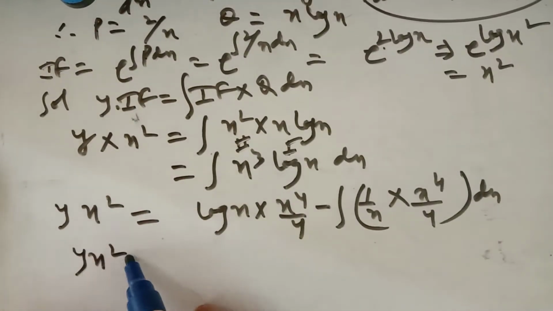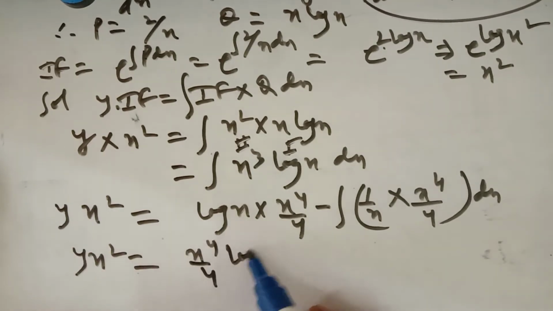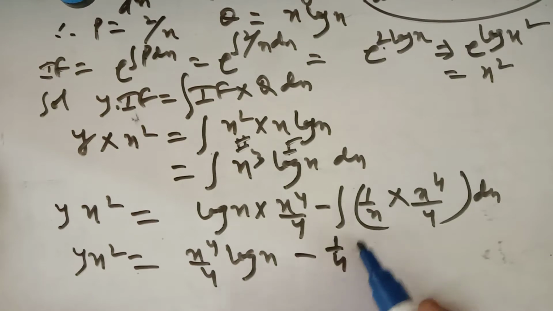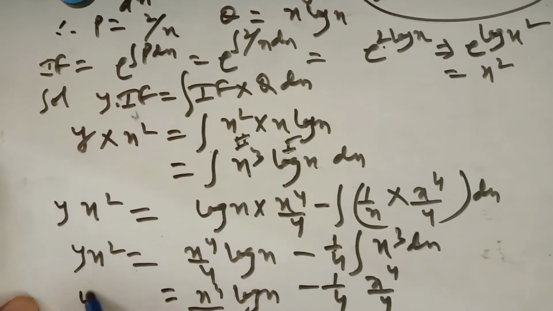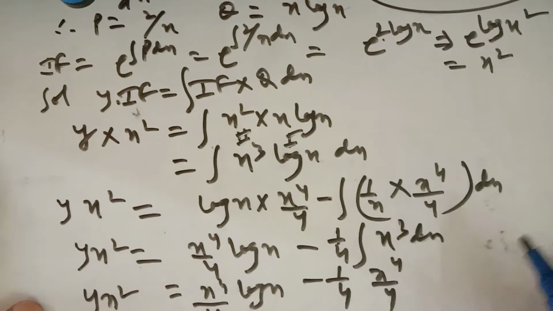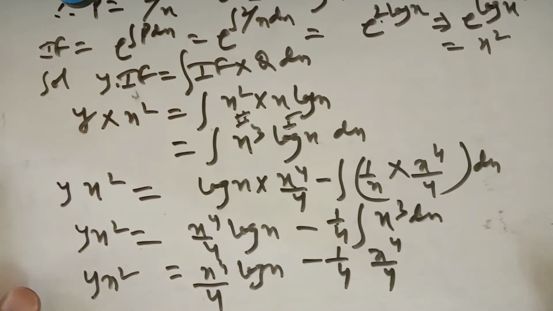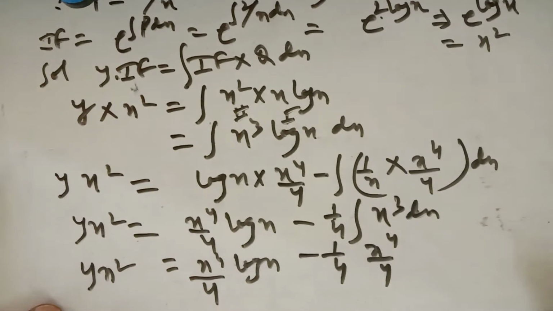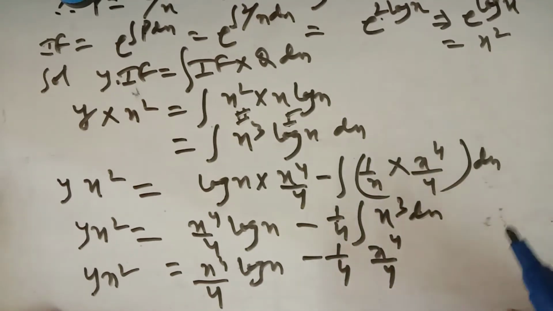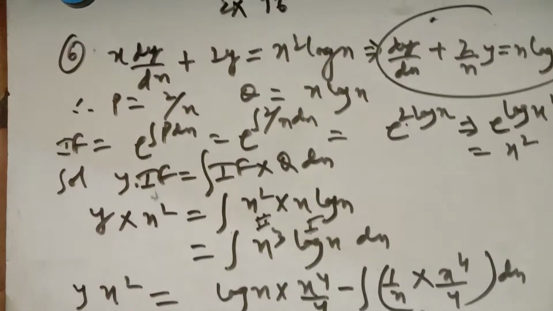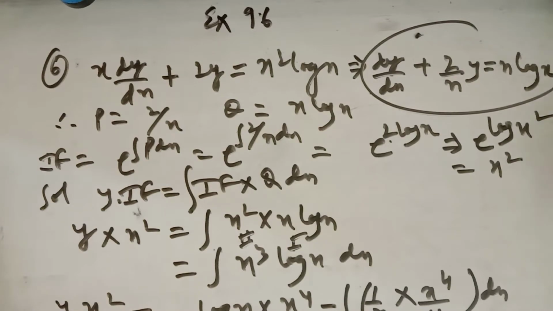So y x square is equal to x to the power 4 upon 4 log x, and here the integration will be of x to the power 3 only. So it will be minus 1 upon 4 x to the power 4 upon 4, giving y x square equal to x to the power 4 upon 4 log x minus x to the power 4 upon 16, which is the solution of this given linear differential equation. You can simplify it as far as possible, and you can divide the whole equation by x square. Okay, so this is the solution of question number 6, which is not in the standard form, so first of all you have to convert it into the standard form.